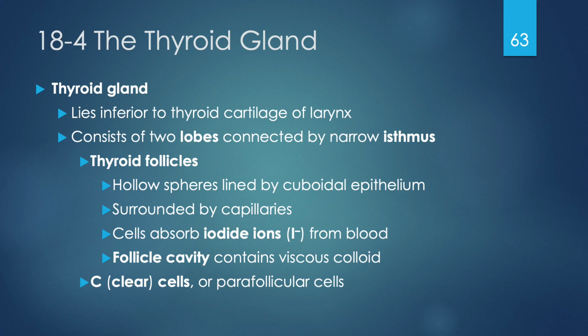The thyroid follicles have cells that will absorb iodide ions from the blood, which is important because this is why we have iodized salt in our diet to prevent things like goiters. And also we have follicle cavities, and in these follicle cavities we'll have this viscous colloid that is kind of gelatinous, like a jello, more or less. We also have something called C cells, and the C stands for clear because this is the way they look microscopically, and they're also known as parafollicular cells.